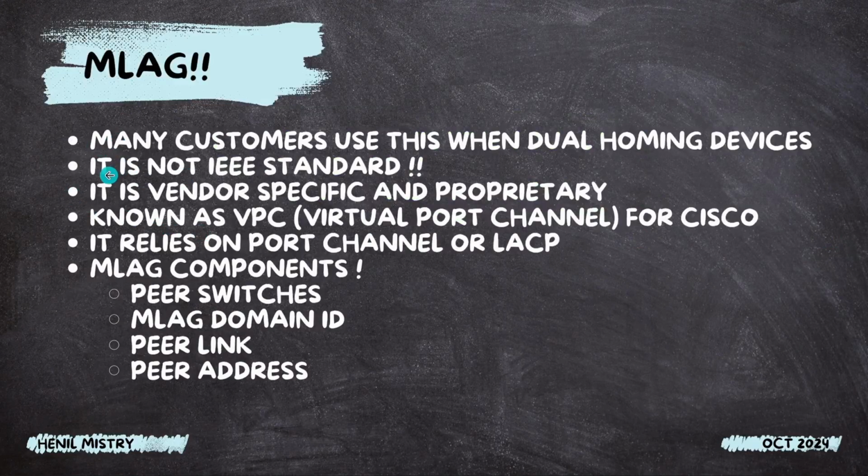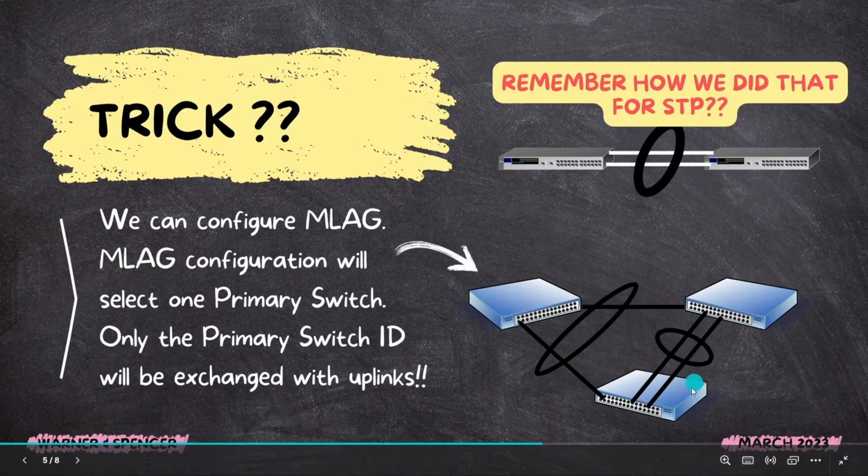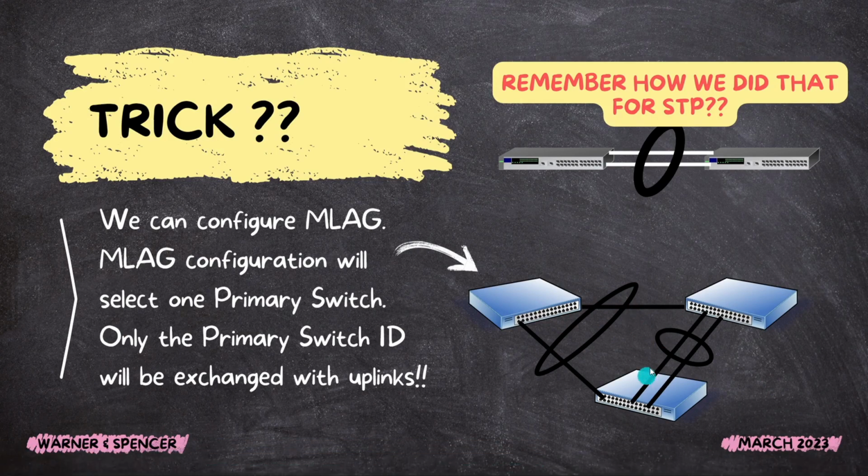Now this is the slide that I was talking about. There are some things we need to be aware of before diving deep into MLAG. The first thing is that a lot of customers use these dual homing devices. Many customers use this when they have dual connectivity and want to introduce redundancy between two switches. If we have configured MLAG and any one of these switches goes down, we will still have connectivity, because we have configured the port channel and MLAG.